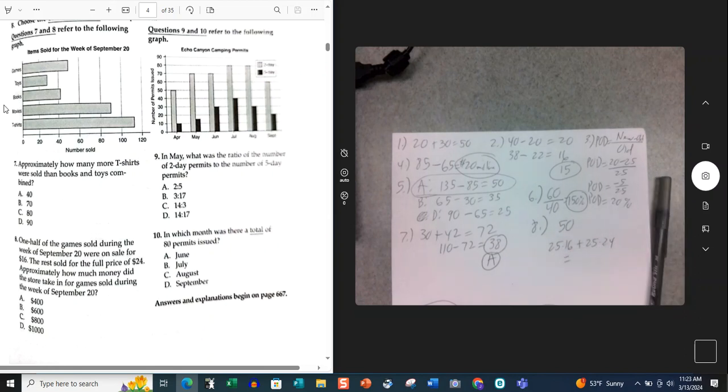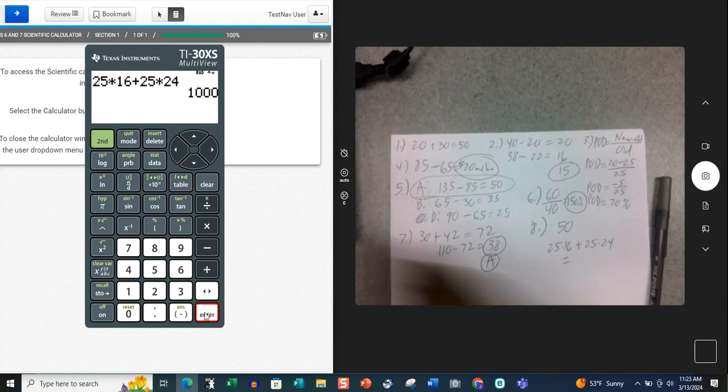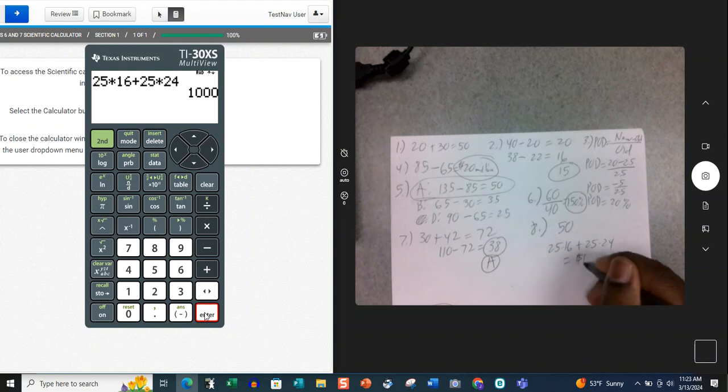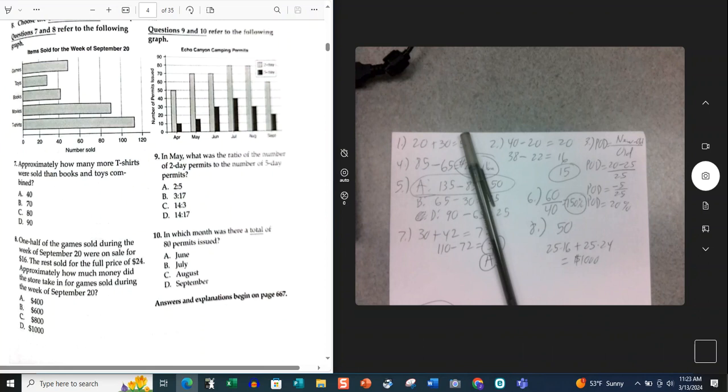Now we add all of those together. So we would take 25 times 16 plus 25 times 24. And this would give us $1,000. That would be the total amount that we have for that.